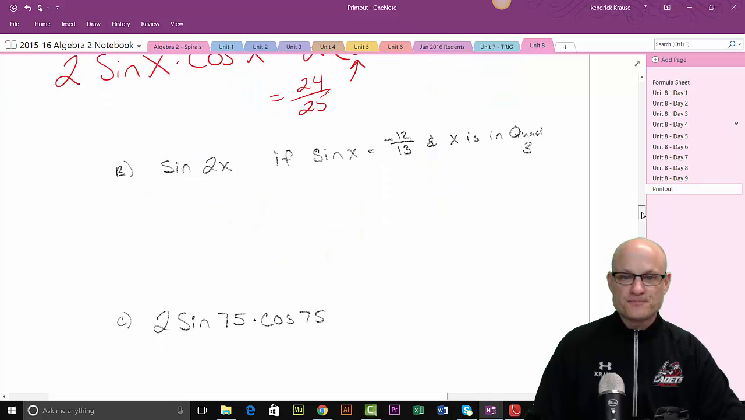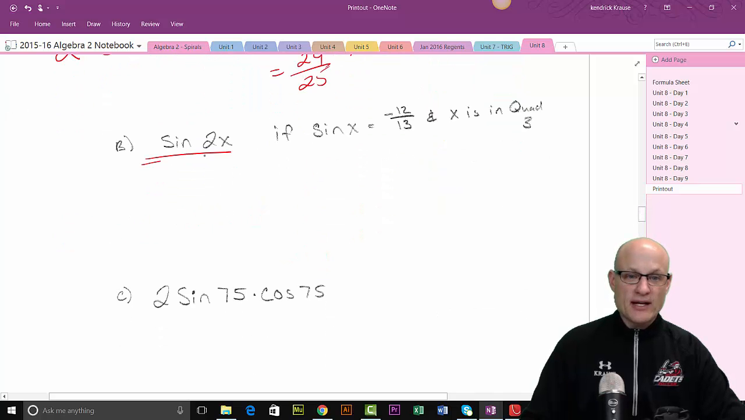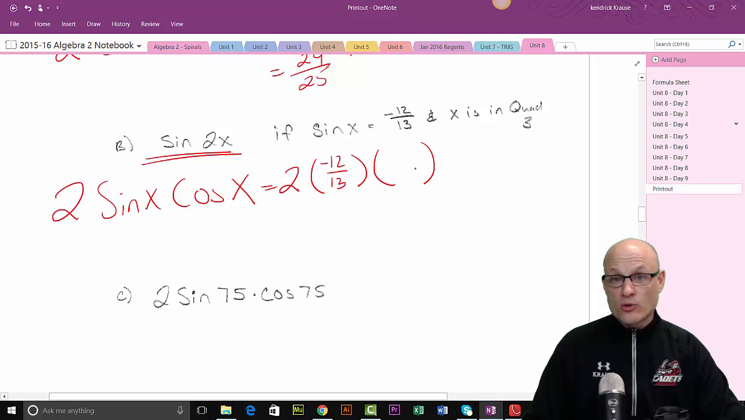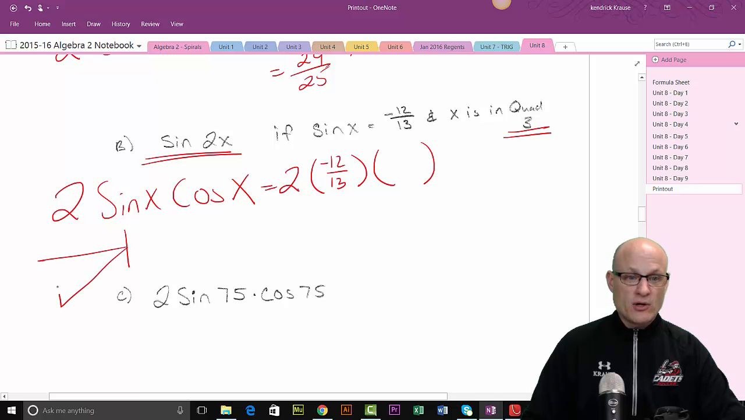All right, let's take a look. Sine of 2x again. So I'm going to do 2 sine x cosine x. So this is equal to 2 times something times something. Sine x is equal to negative 12/13. But I don't know cosine x. But I do know I'm in the third quadrant. So I come over here. I draw a triangle in the third quadrant.